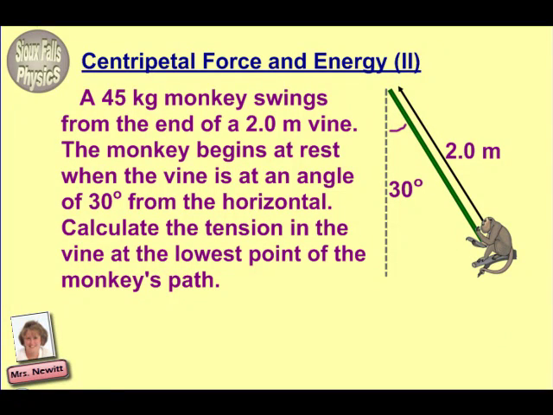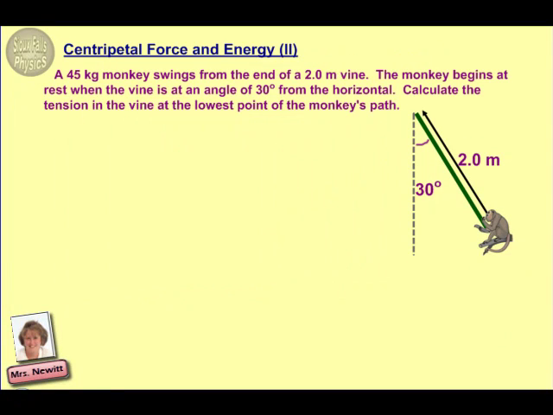Well, this problem actually incorporates two separate things. First of all, we need to be able to figure out how fast the monkey is traveling at that lowest point. Once we know his velocity, then we can get into the centripetal force part of it. So to begin with, we need to use energy to figure out how fast he is traveling at the bottom.